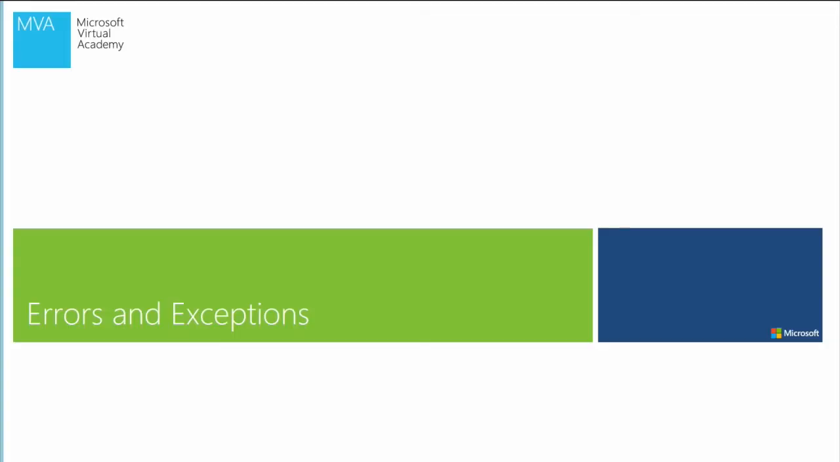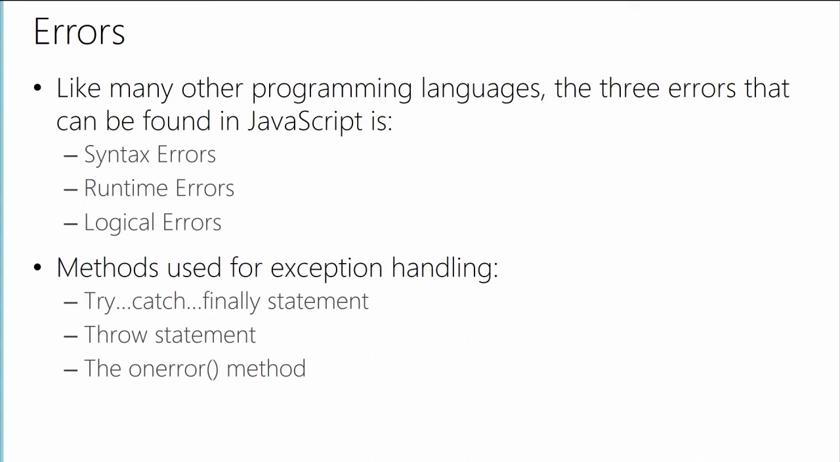So next we're going to move on to errors and exceptions. It's actually fairly simple and very similar to a lot of other object-oriented languages. Not too much of a difference, but we're just going to quickly breeze over it. So in JavaScript, as usual, you can catch a lot of different types of errors. There's logical, syntax, and runtime errors. And the methods we're going to go over today are the try, catch, and finally statements, the throw statement, and the onerror method.